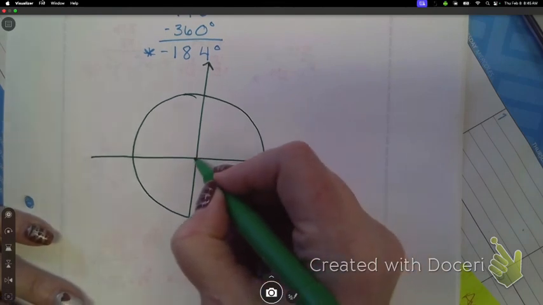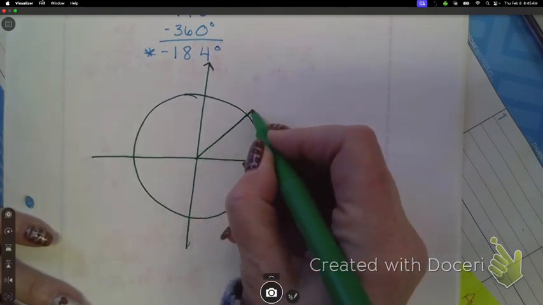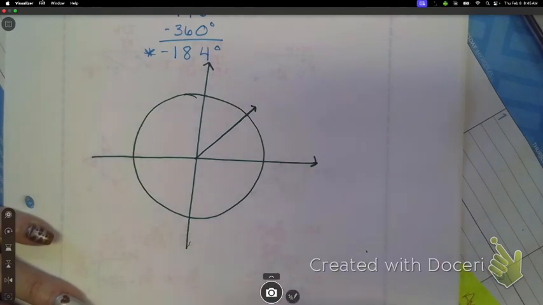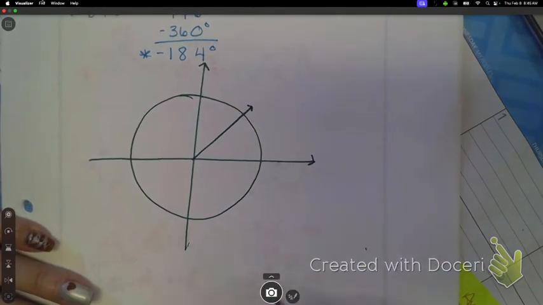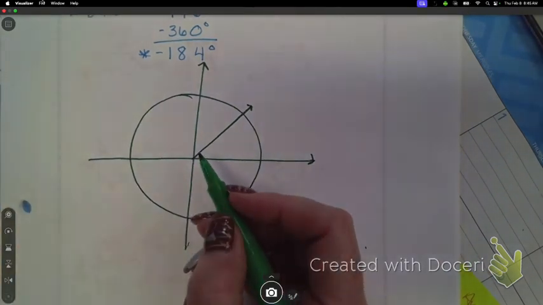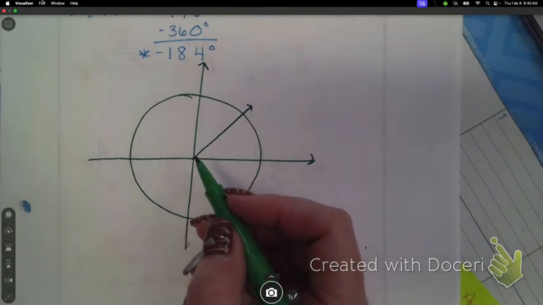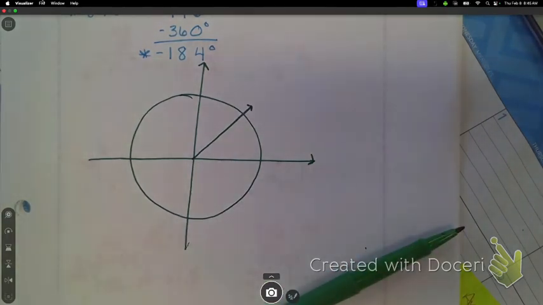So if I draw this angle, what angle is this? What do you think it is? 45. Why 45? Split it in half.